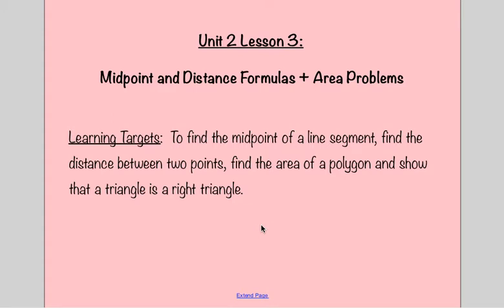Today we're going to look at the midpoint and distance formulas, and then we're also going to use those formulas to find the area of a polygon and also show that a triangle is a right triangle. So the first thing we're going to do is look at a little example.